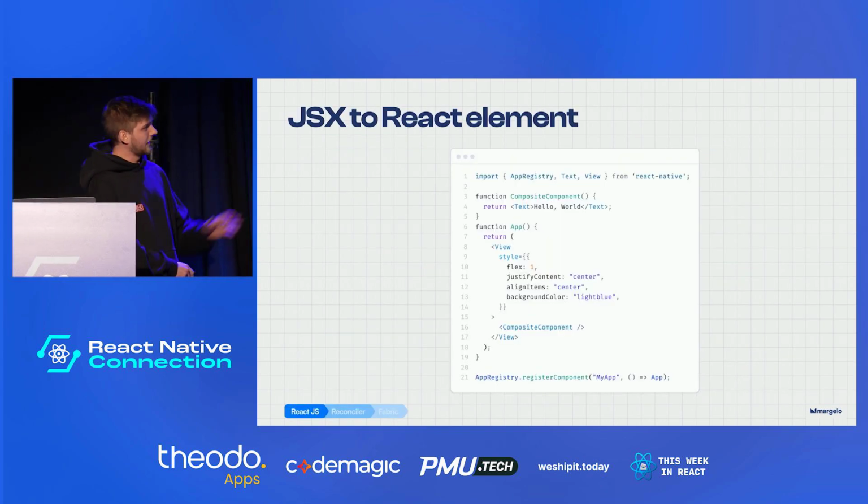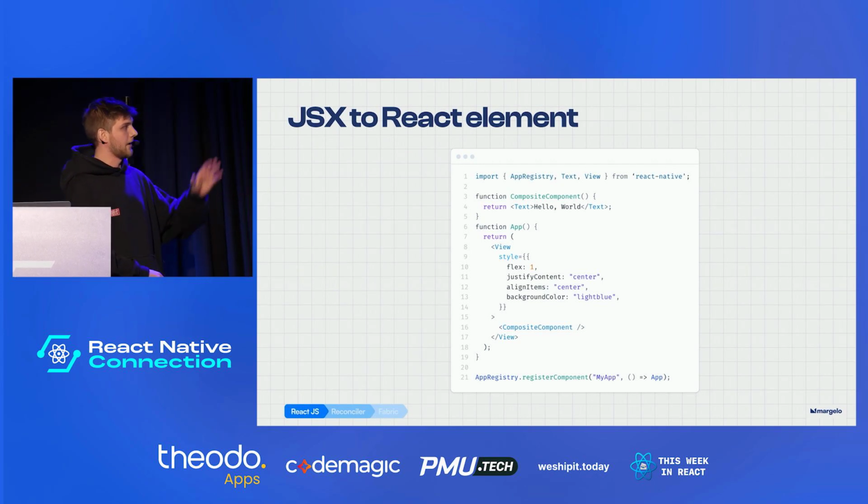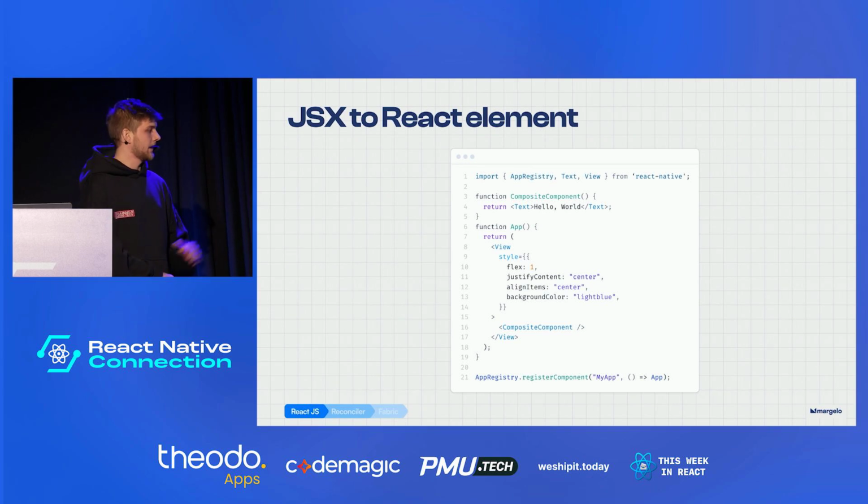This is the starting point of a very simple React Native app. We have our app function component that contains some other composite component. And then at the bottom, we have something called the app registry, which probably most of you are familiar with, where we are passing our app function.